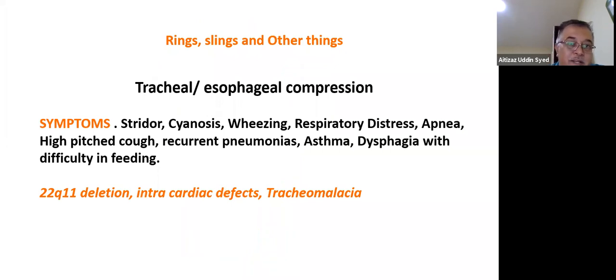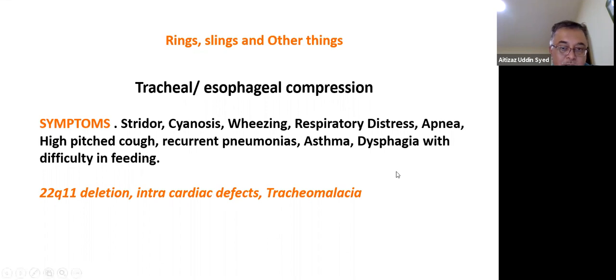But in any situation where they form a ring or a string around the trachea or esophagus, they will be compressing the trachea or esophagus. And symptoms will be compression symptoms of stridor, wheezing, respiratory distress, high-pitched cough, they say like the seal's cough. But mostly the recurrent symptoms of being a chesty and wheezy child who's coughing, with pneumonias and asthma, then there's a suspicion: has he got a ring or some vascular compression? Some of the children have been treated for asthma for a long time and then found to have these type of abnormalities. Dysphagia with difficulty in feeding. Yes, if the esophagus is compressed to a degree, then they will have difficulty in feeding.